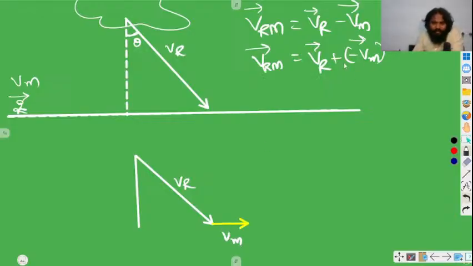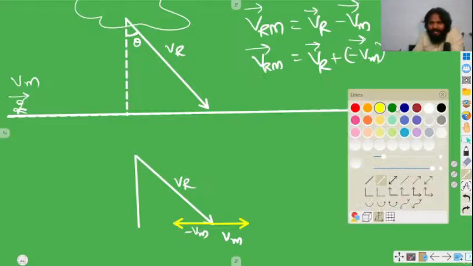Now here, according to the formula, what we have to do is minus Vm. If it is plus Vm, then what is minus Vm? This is the minus Vm. Minus Vm will be in the opposite direction, right? So this is the minus Vm. Now what you can do, you can find these. Vr is one rain vector, Vm is the men vector. Now what is the relative velocity here? Tail to tail and head to head, right? Yes, exactly. Now I'll take this in another color.